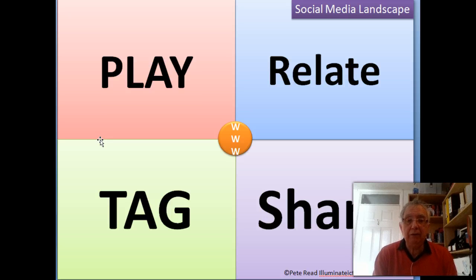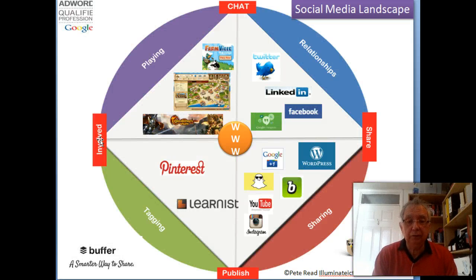So here's the 4 areas of play, relate, tag and share. And each of these has got its purpose. And so when you're thinking about the client group that you want to talk to, do you want to play? Do you want to relate to them? Do you want them to tag the information that you've got? Or do you want to tag information about them? Do you want to share information with them? It may well be that you actually want to do all of these things, in which case you need to build a balanced campaign.